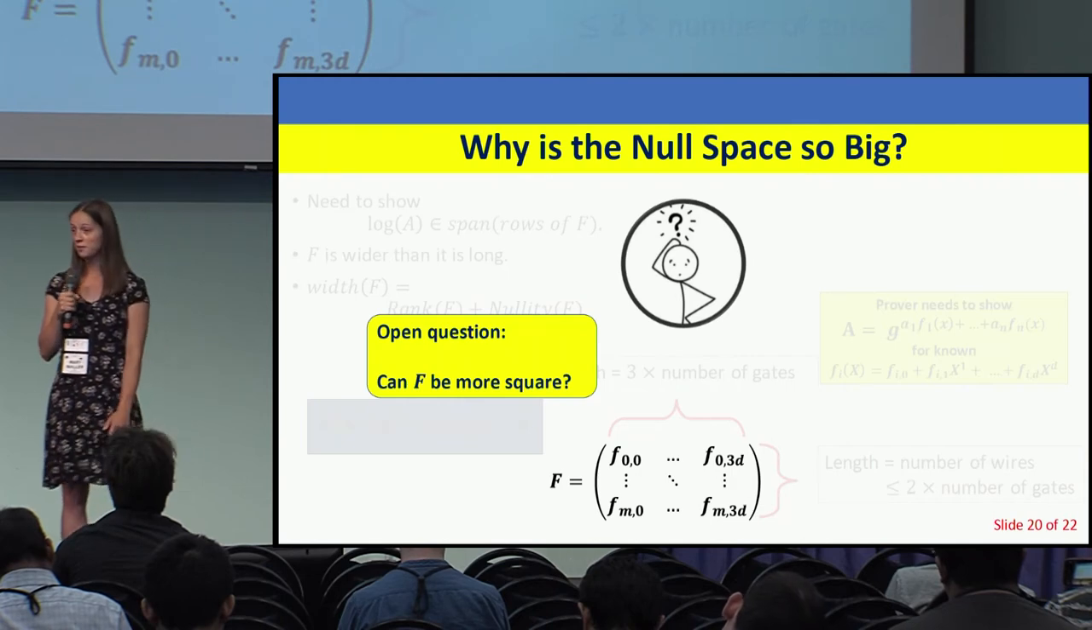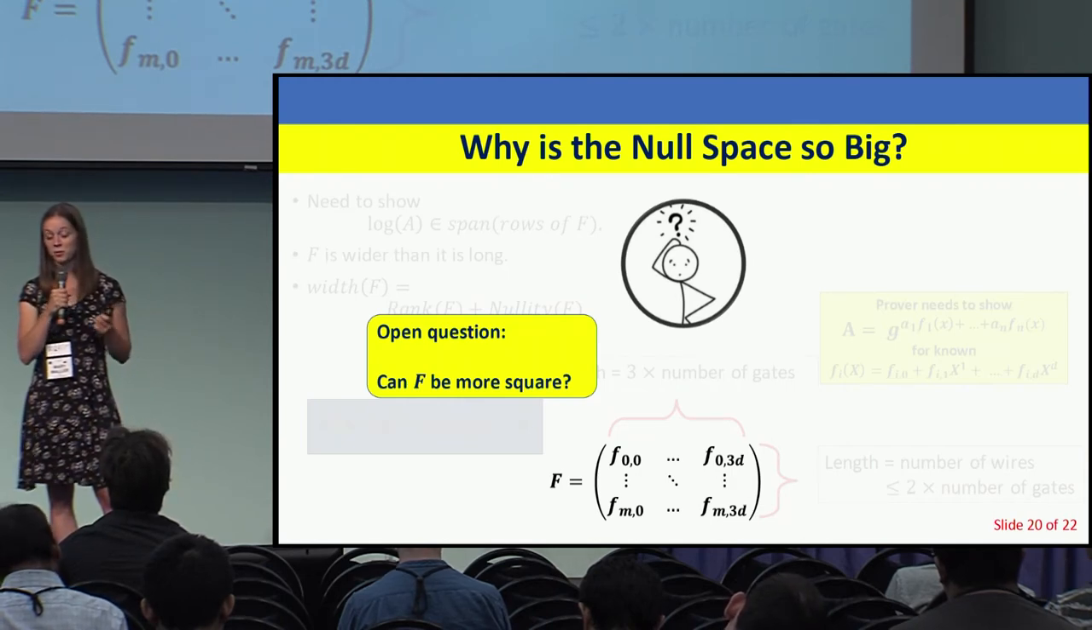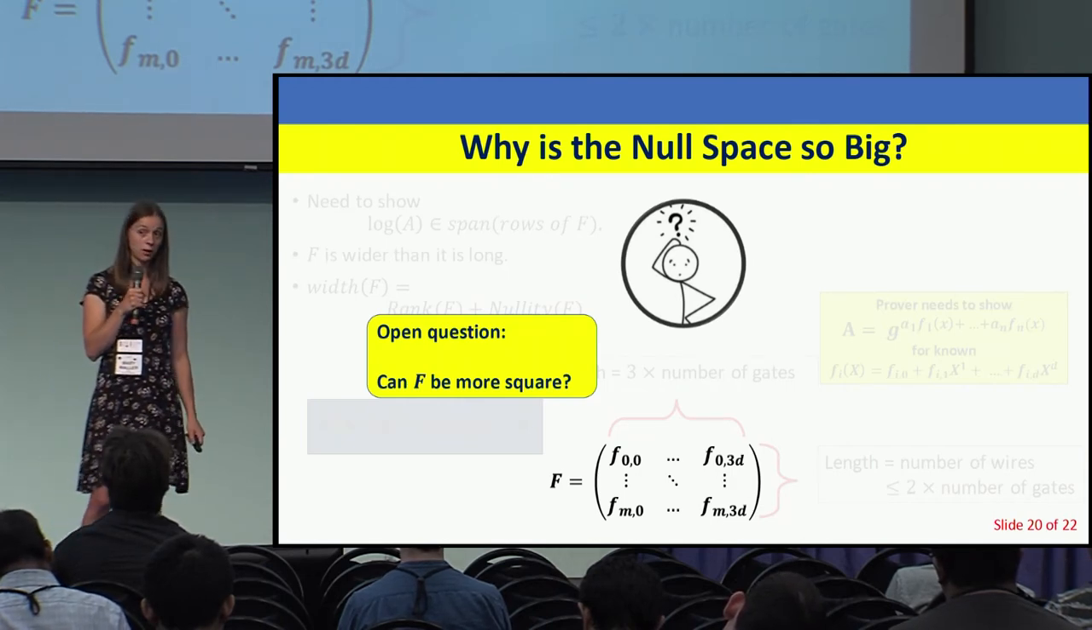So open problem for you. If you can get this f to be more square, then we might be able to do something about that quadratic cost.